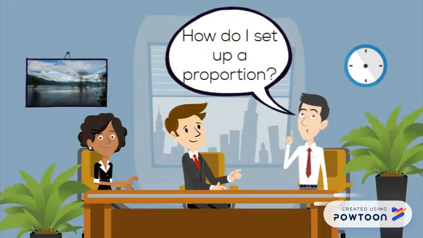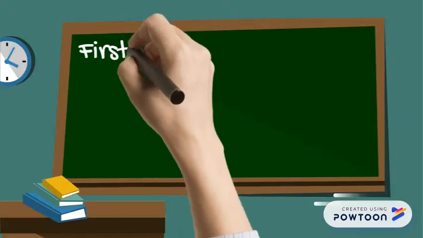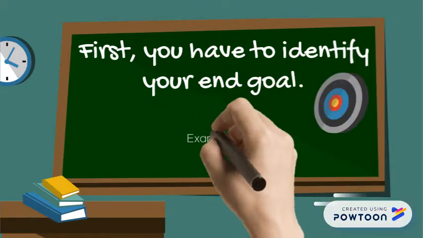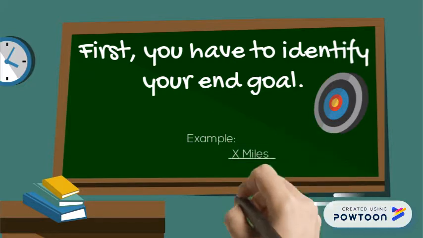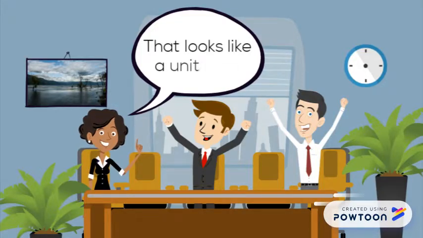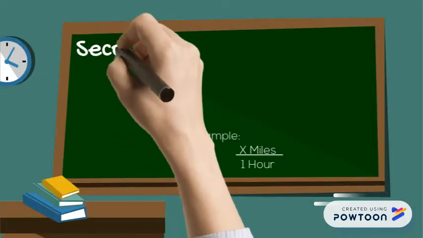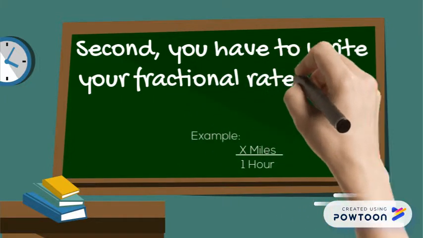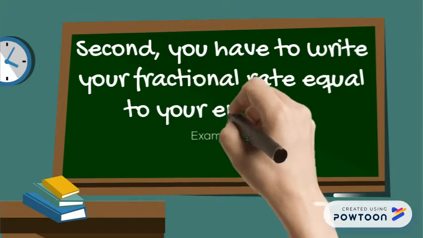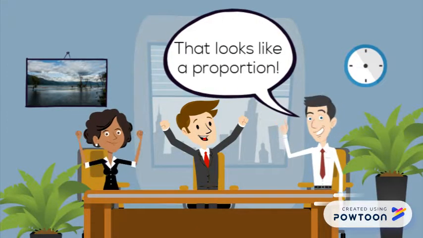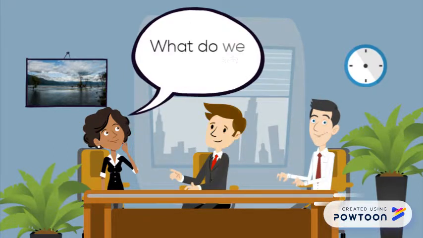How do I set up a proportion? First, you have to identify your end goal. For example, figure out how many miles per hour. That looks like a unit rate. Second, you have to write your fractional rate equal to your end goal. For example, 45 miles per 3/4 hours is equal to X amount of miles per hour. That looks like a proportion. What do we do next?